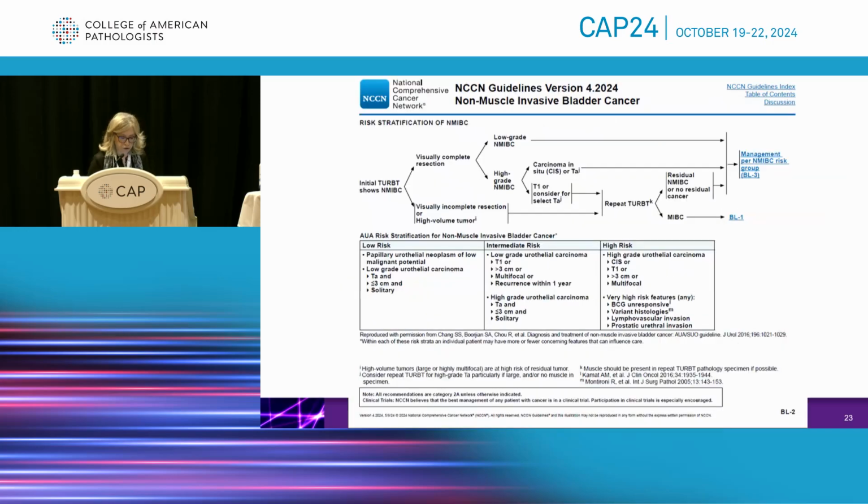And I also wanted to show you why this is important. If you think of the NCCN guideline and the risk stratification of non-muscle invasive bladder cancer, you will see that there are three categories of risk based on AUA, American Urologic Association, risk stratification guidelines, which stratifies the tumors in low, intermediate, and high risk. And among tumors of high risk, you can see that very high risk features are actually conferred by the presence of variant histologies.